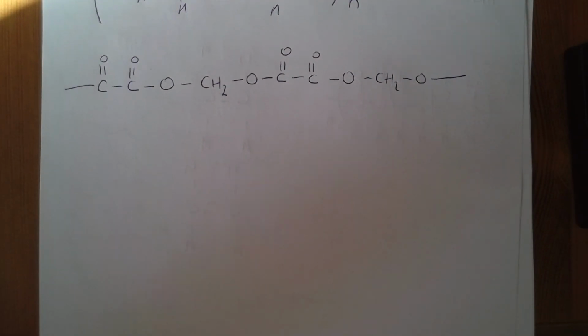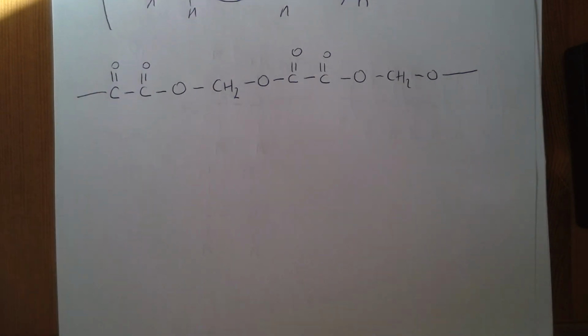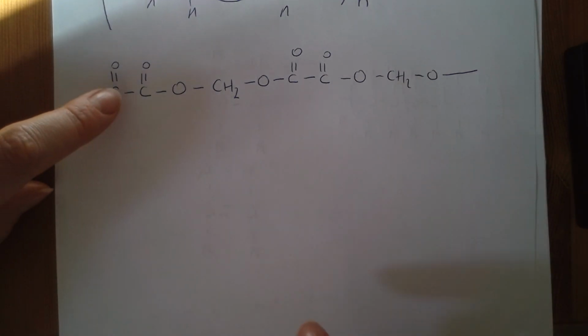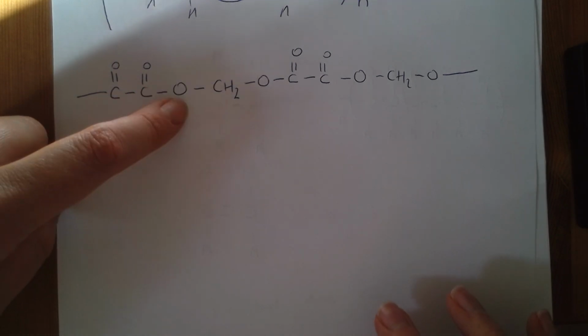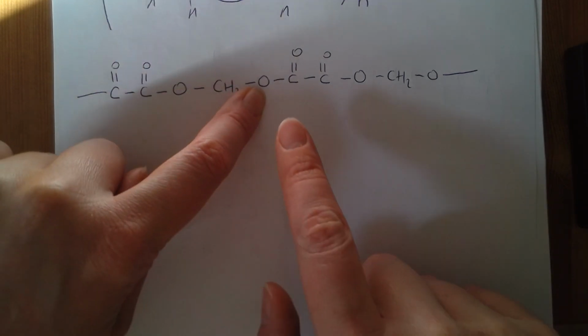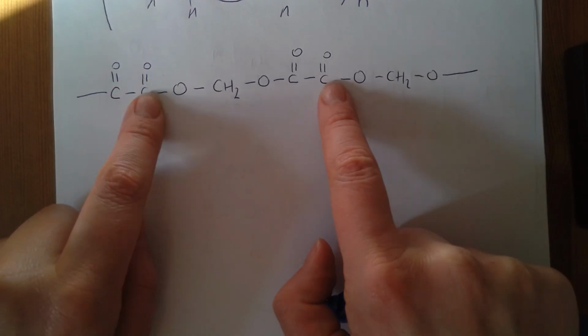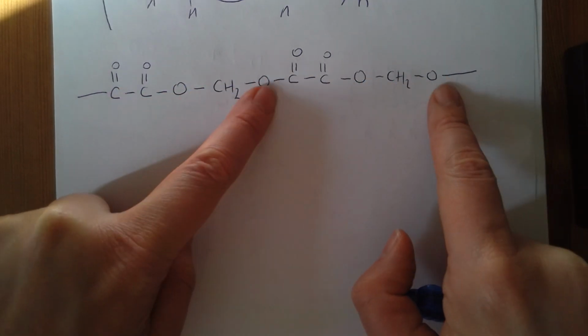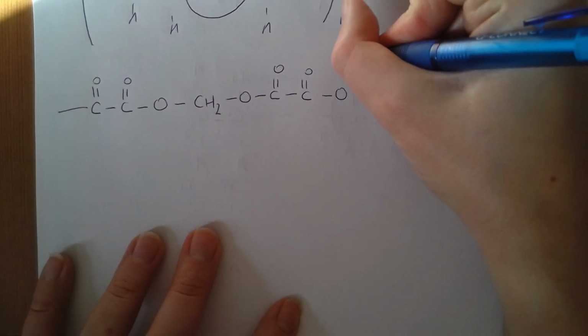Down below, I've drawn a polymer. You could be asked how many repeat units. So you can see I've got C double bond O, C double bond O, O, CH2, O, and then it just repeats again. This is all exactly the same. So I would say I have 2 repeat units.